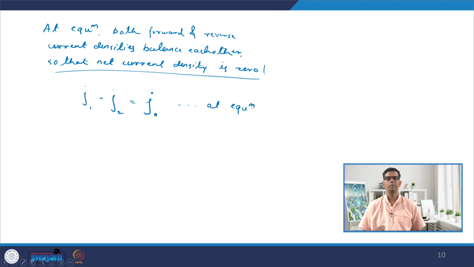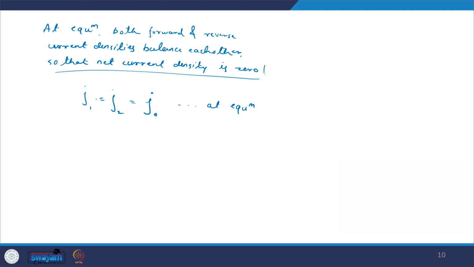In other words, if you are drawing no current from the fuel cell, we can write for the exchange current density. If you are drawing some current, then J1 is not equal to J0. There will be some differences, and we cannot write J1 is equal to J2 as J0. So how can we express this graphically? Let me use a separate page.